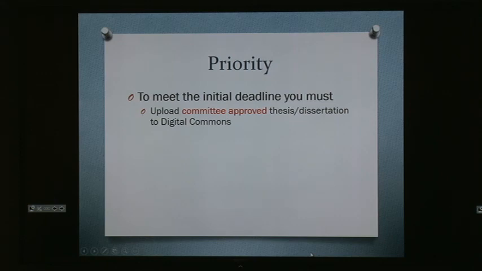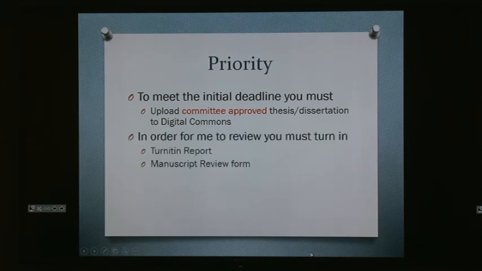So you want to upload, providing it's your committee-approved thesis or dissertation. If it's not been approved, you're not cleared to upload. But that's your first priority right around deadline time. In order for me to begin my review, I have to have the Turnitin report and the manuscript review form. We're also going to look at what these are as well.